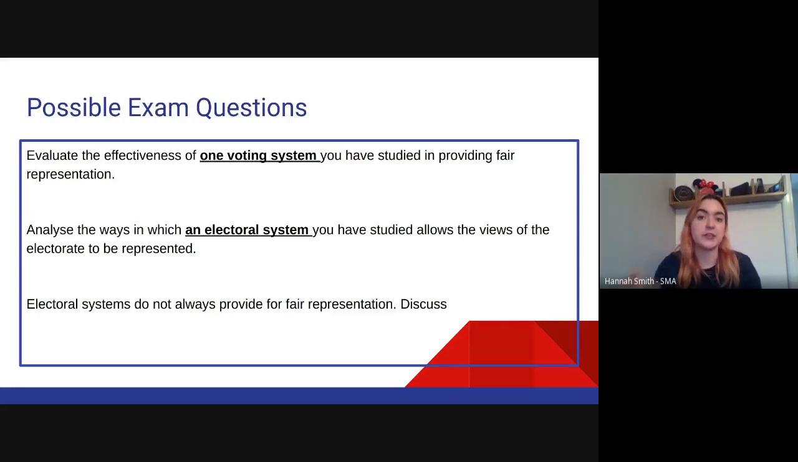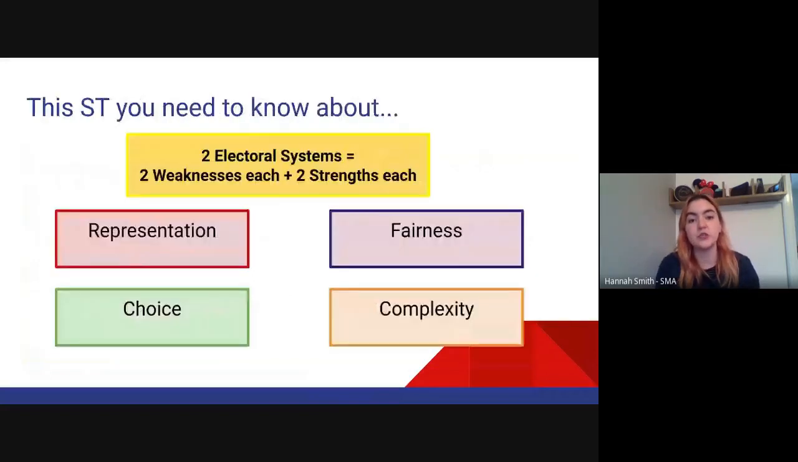Here are a couple of possible exam questions. You can pause the video to have a look at those in more detail. And what I need you to know from this is 2 electoral systems, 2 weaknesses minimum each, 2 strengths each. I'm recommending 3 because it gives you a little bit of choice come exam time if one is not your strong point, but 2 each minimum.